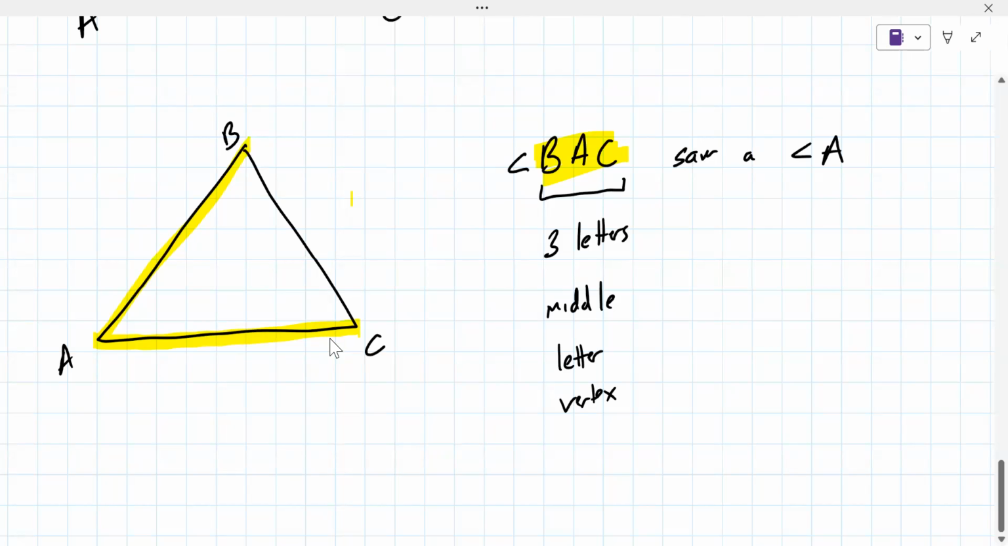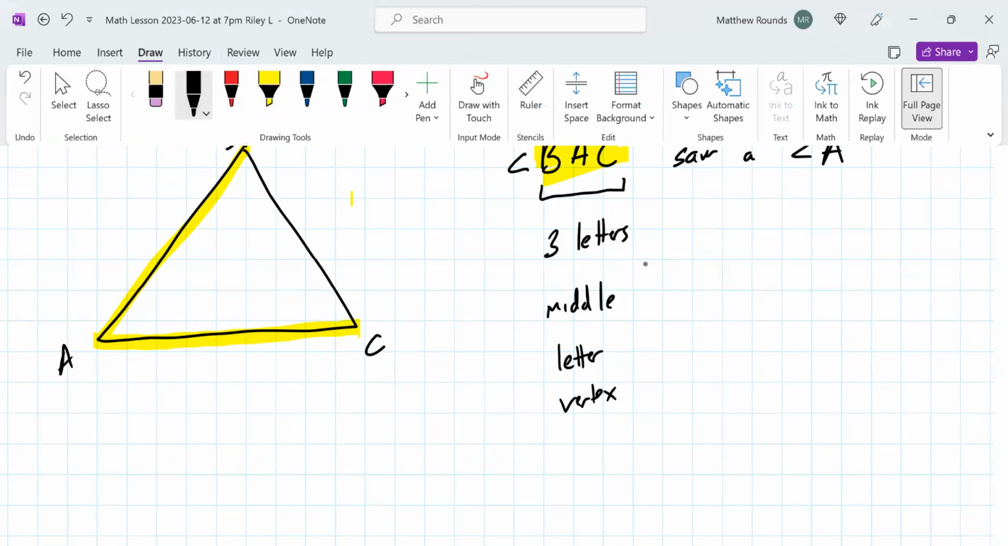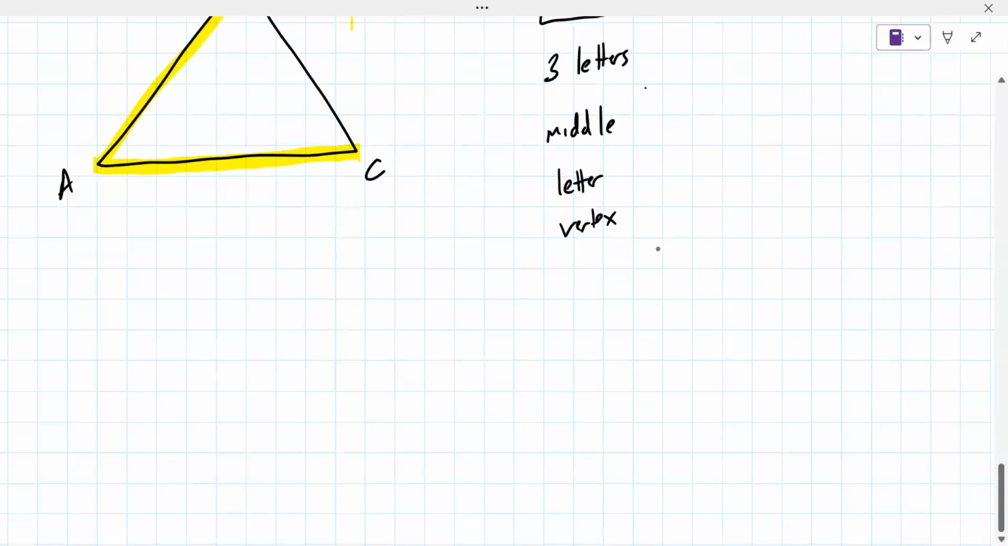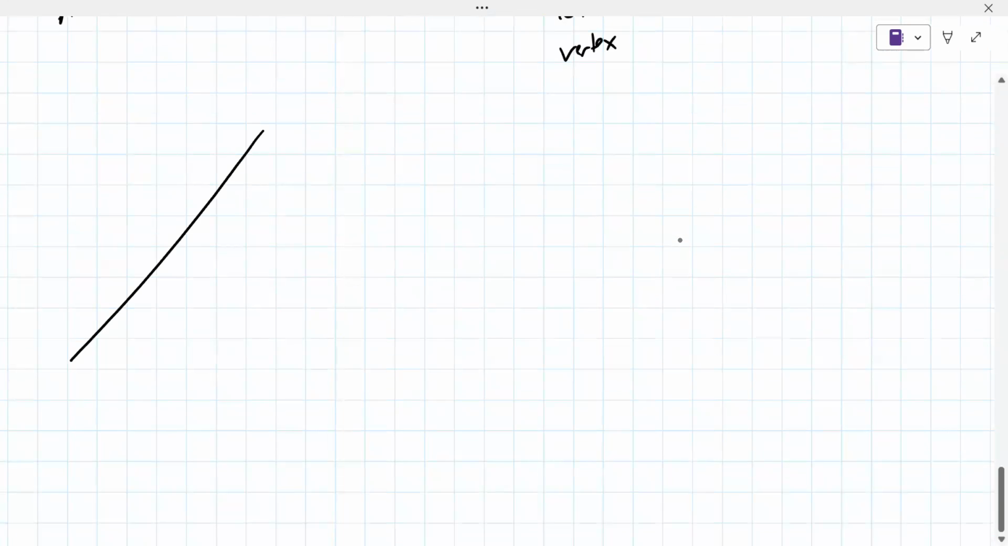Is that okay, or is that very unclear? Mm, confusing. Okay, this is just notation. So it's not math. It's just like the way we talk about things. Let's look at the triangle again here.